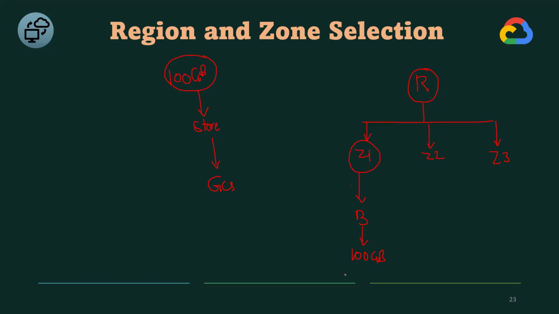Can you tell me, if there is an earthquake at zone 1, what happens to your data? Can you guys tell me? If there is an earthquake or tsunami or some other unexpected failure at zone 1, what happens to your data?